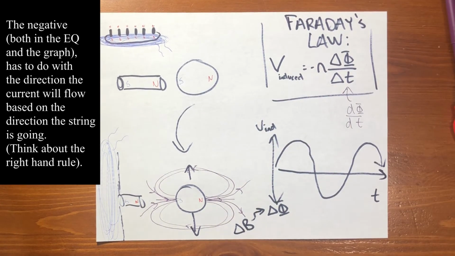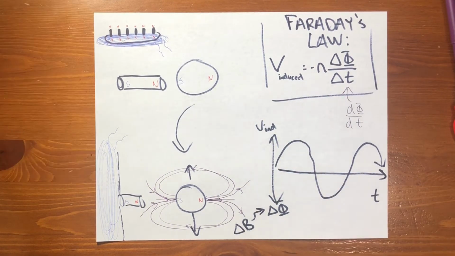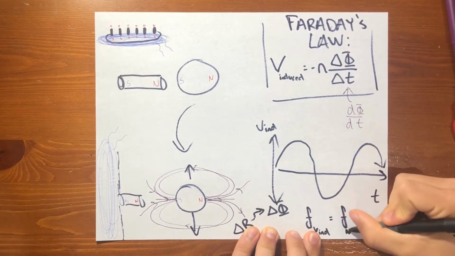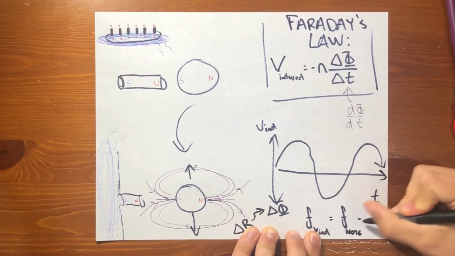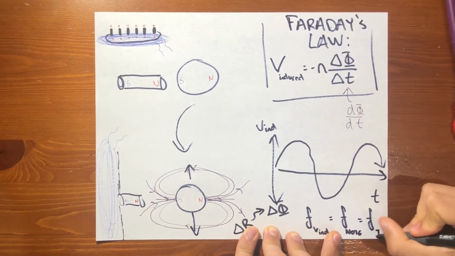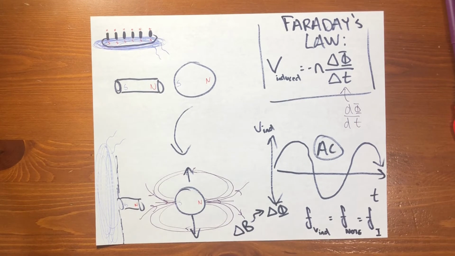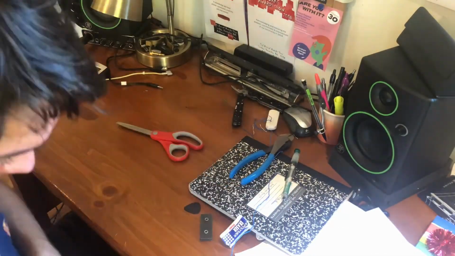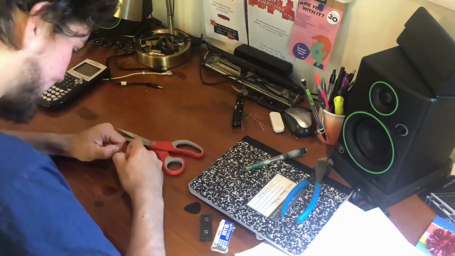If we graph the voltage induced, we'll get a graph something like this. It'll be sinusoidal. It'll vary as the string moves up and down. The frequency of the voltage induced will be equal to the frequency of our note that we played, which will also be equal to the frequency of the current. We now have an alternating current with the same frequency as that initial note we plucked, which we can send to be amplified. I wanted to demonstrate how simple a pickup really is, so I decided to make one myself.